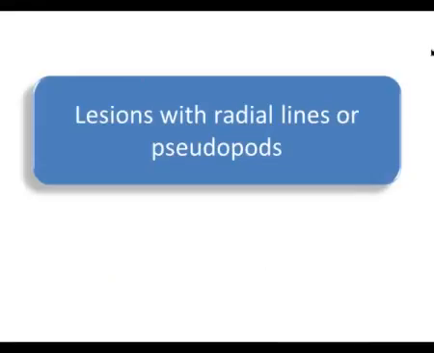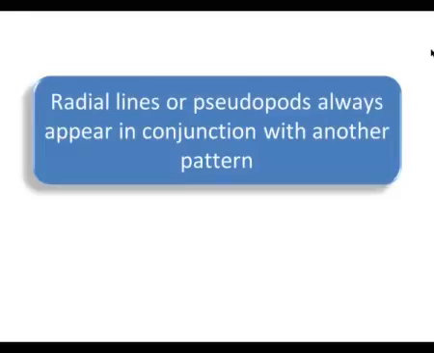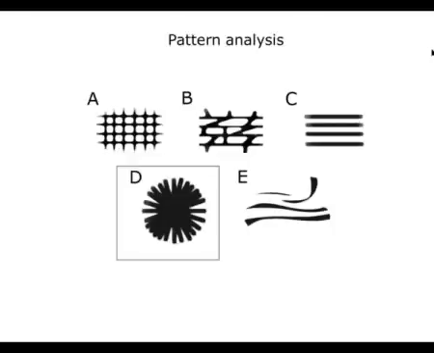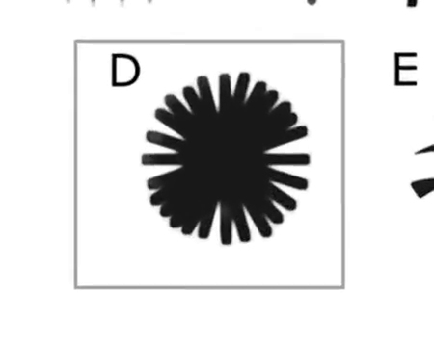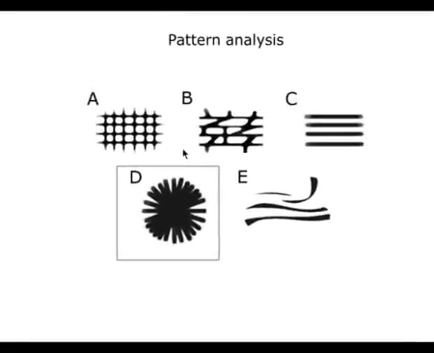This podcast is about dermatoscopy of lesions with radial lines of pseudopods. Radial lines of pseudopods usually appear at the periphery of a lesion and usually in conjunction with another pattern. Here we have possible patterns formed by lines, and you can see that radial lines are one possible pattern. You can also see that there is a structural center, and you can also see that there are radial lines that are distributed over the entire circumference, which is typical for the so-called starburst pattern.